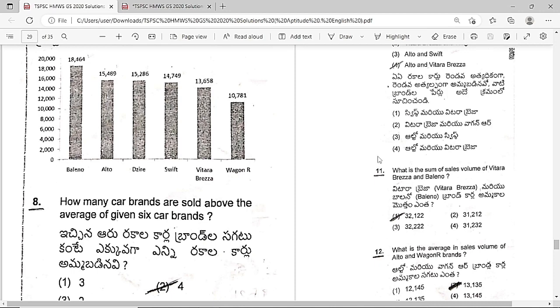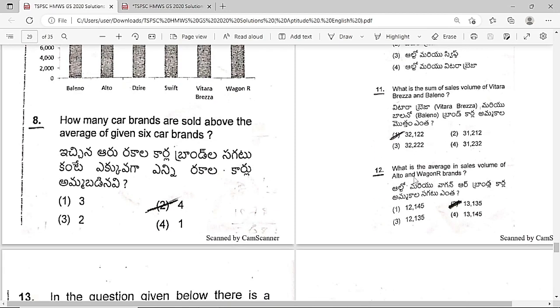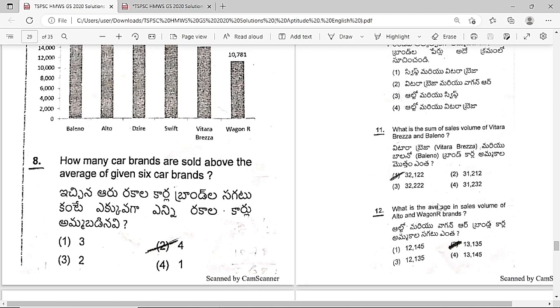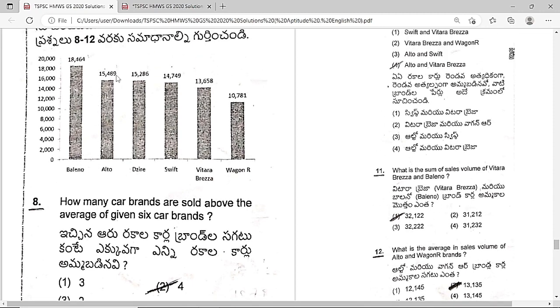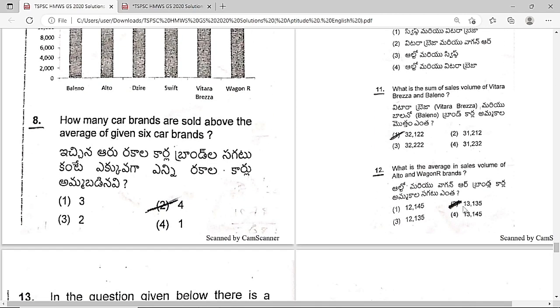So now the last question from this concept: what is the average sales volume of the Alto and the Wagon R brands? In this question, they're asking for the average of the sales volume of the Alto and the Wagon R brands. Alto is 15,489, Wagon R is 10,781. So take the average of these two: 15,489 plus 10,781 divided by 2, and you get 13,135. So this is the correct solution of this question.